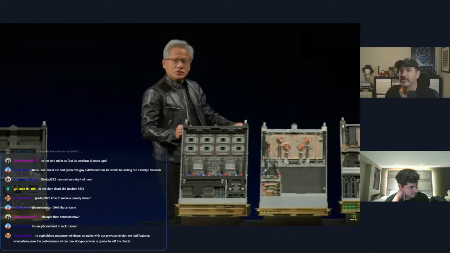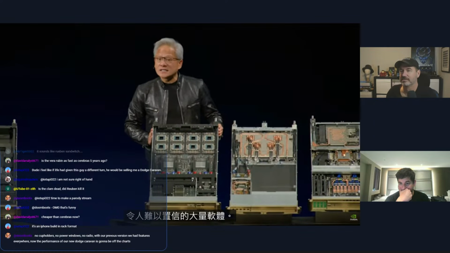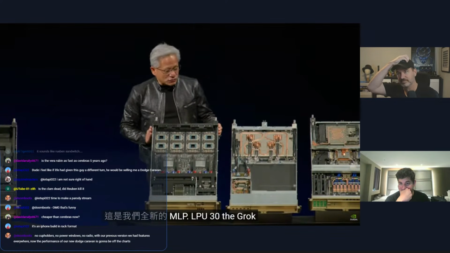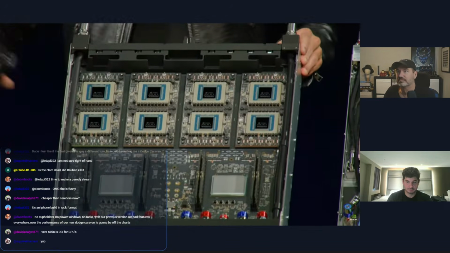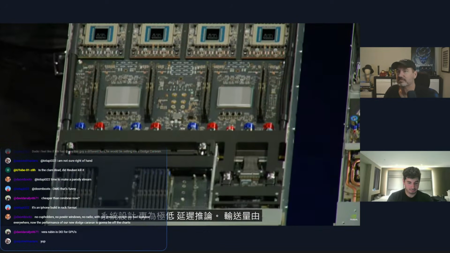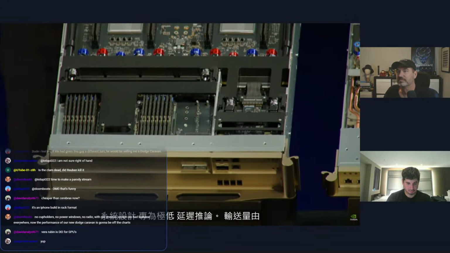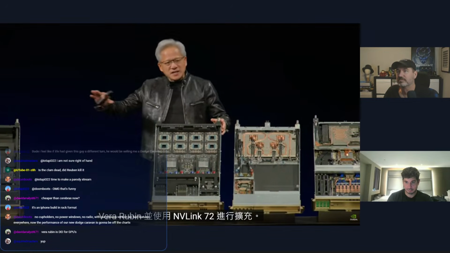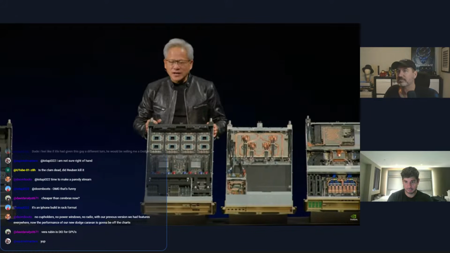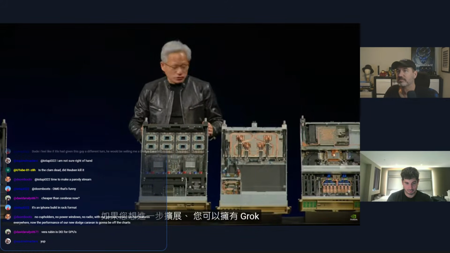This is our new LPX, LPU30, the Groq system, designed for very low latency inference. The throughput is delivered by Vera Rubin and extended with NVLink 72. If you want to extend that even further, you can have Groq LPUs.